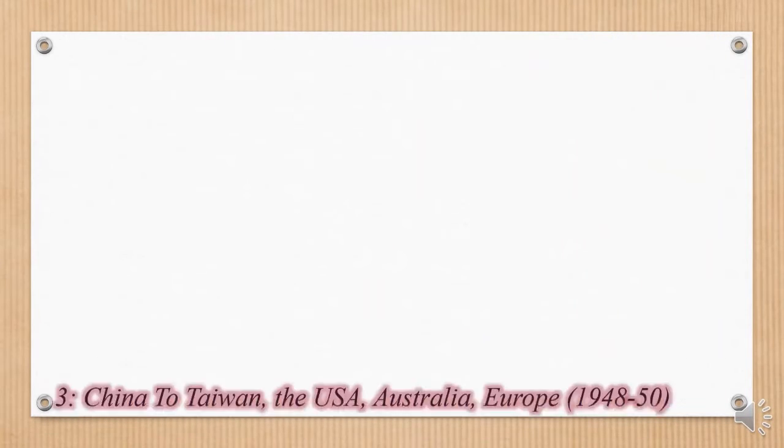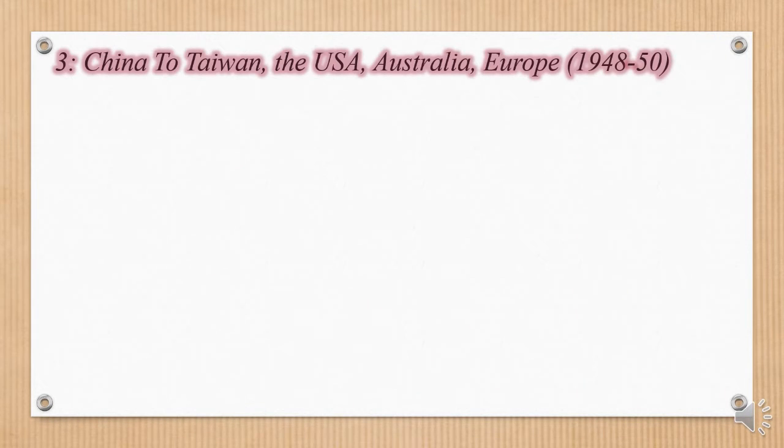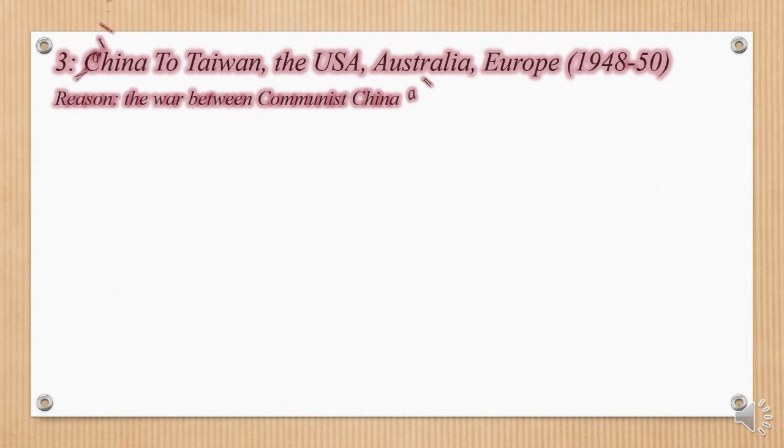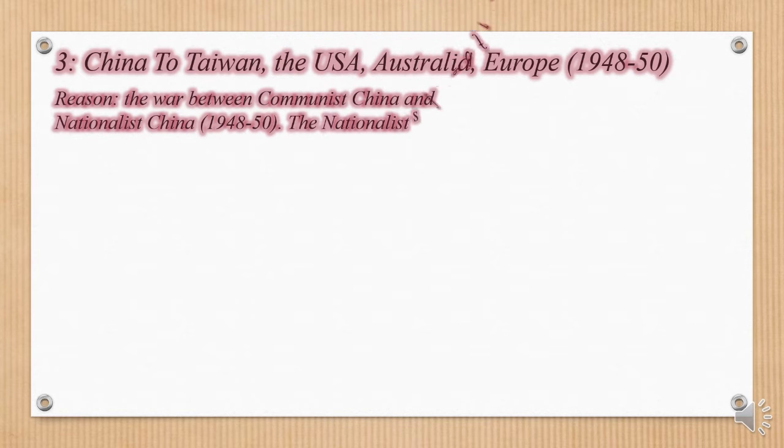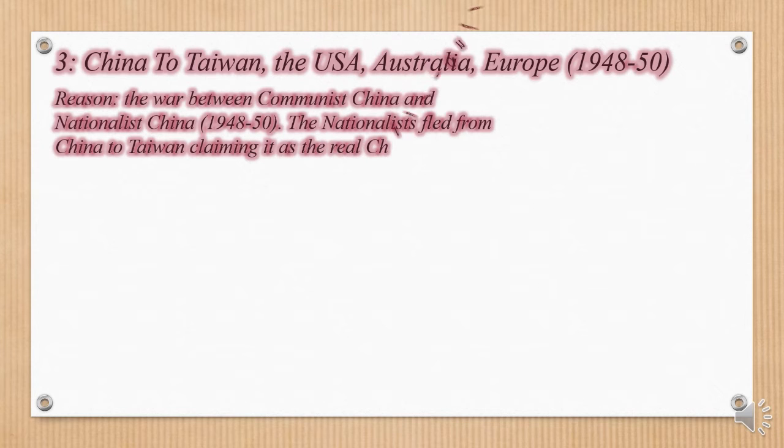China to Taiwan, the USA, Australia, Europe in 1948 to 50s, when the communists under Mao Zedong defeated the nationalists and set up a communist state. Many millions, especially the nationalist army, fled to Taiwan, which they declared a separate country, claiming it is the real China.